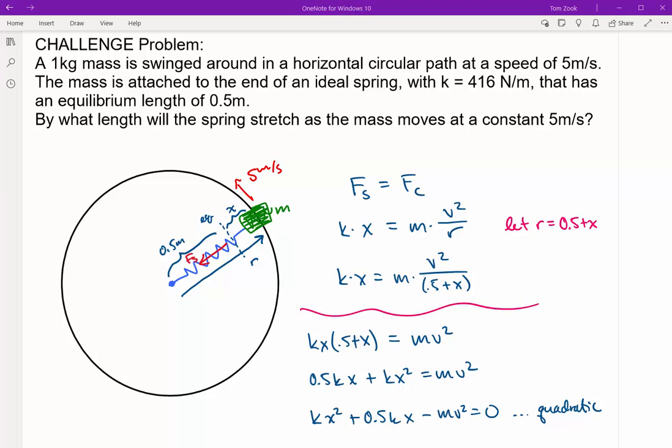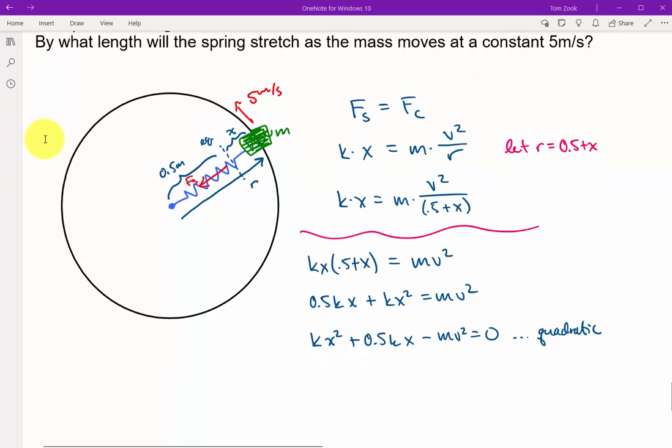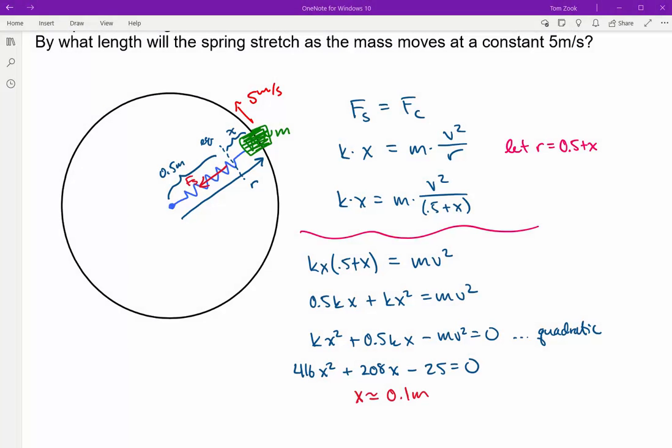Now, just as a little teaser, you should end up with a quadratic that looks something like this. And from here, you've got to plug in the numbers. We know the k value, we know what mass is, we know what velocity is, so we can put this probably into a calculator and get a solution. So do it. And you should get about 0.1 meters.